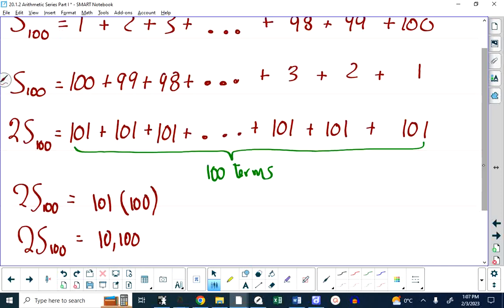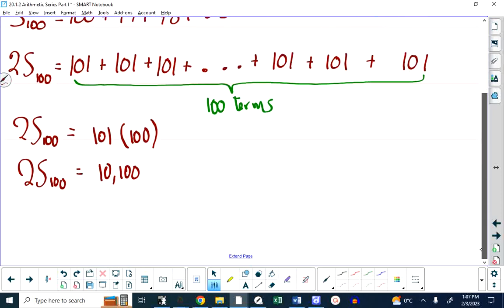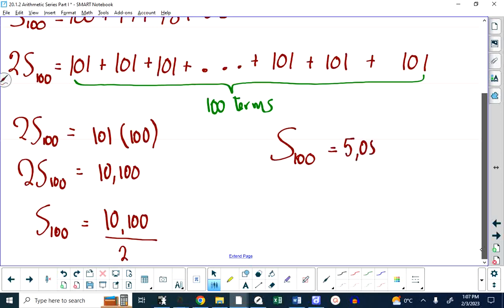And again, using a little bit of common sense, quite frankly, if I take 10,100 and I divide by 2, half of 10,000 is 5,000, half of 100 is 50, so you get 5,050. So the sum of the first 100 terms in this series is 5,050. And, you know, if you got some time on your hands later, maybe you want to take your calculator and go 1 plus 2 plus 3 plus, I don't think anybody wants to do that, but you're going to get 5,050.